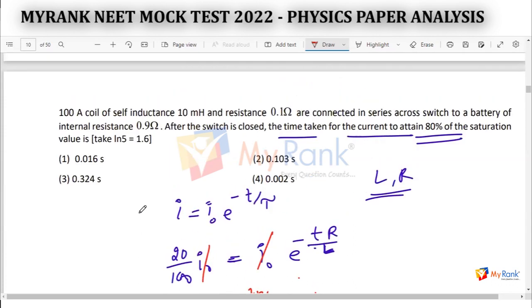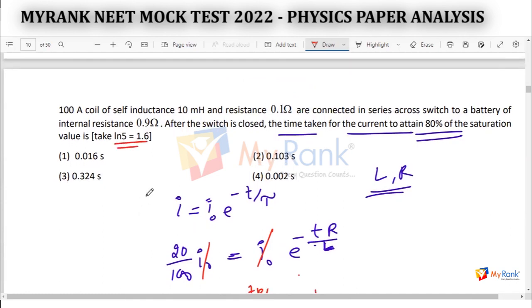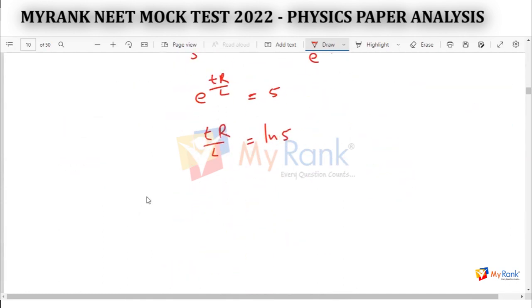So the ln value is to be given, students. Yes, it's given here. Ln 5 is given as 1.6. So we require time, so we have to find for time. So t is nothing but ln 5 into L by R, students. Ln 5 given as 1.6. L given as 10 millihenry, students. Milli means 10 power minus 3.